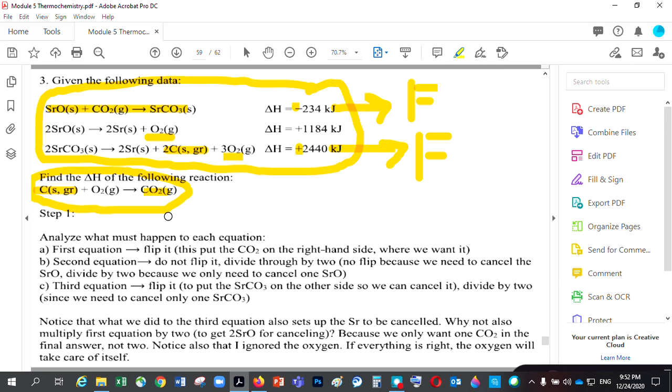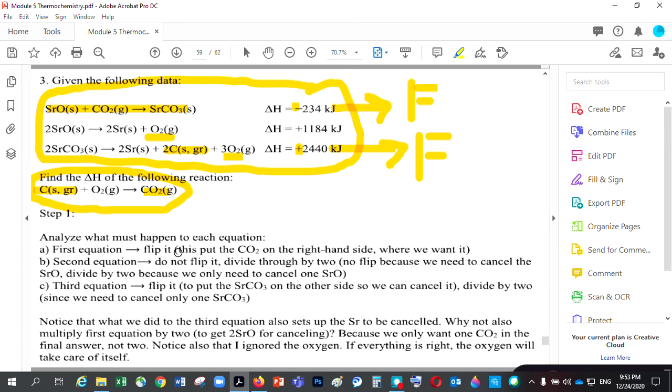So let's look at what we did. I think it's the same thing we did before. So the first equation, we flip it, correct? The second equation, we will not flip it. We divided through by two. We have to watch for the oxygen, because oxygen is three here and one here. So we have to divide by two to get SrO, the strontium oxide, so we can then cancel the SrO. So this is divided by two.